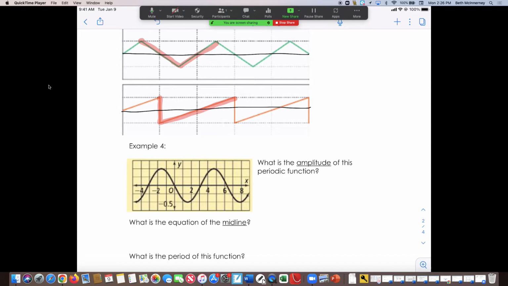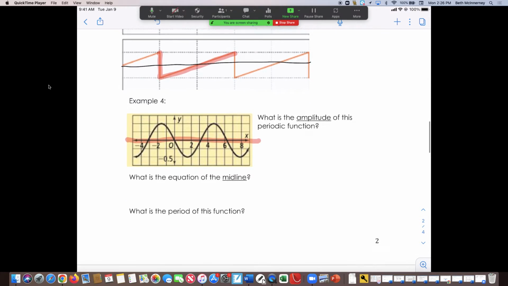In example 4, it says, what is the amplitude of this periodic function? Amplitude is the distance from the midline to the maximum. So what I need to do is draw my midline first. The equation of the midline is y equals 0. Then my amplitude is the vertical distance. Now be careful on this one.